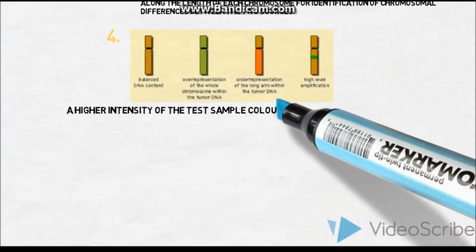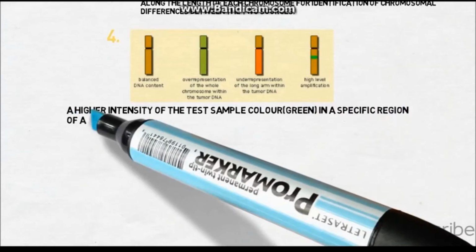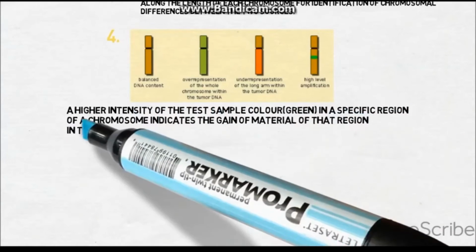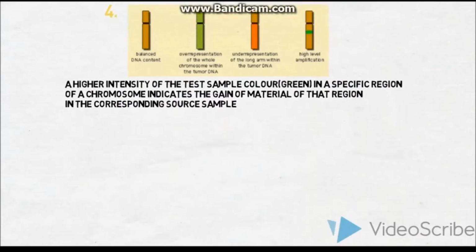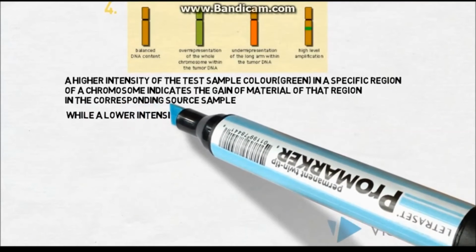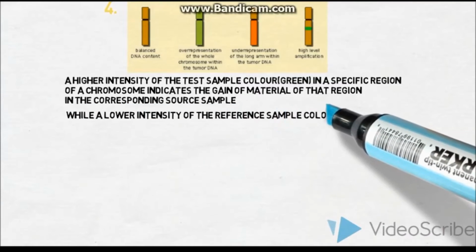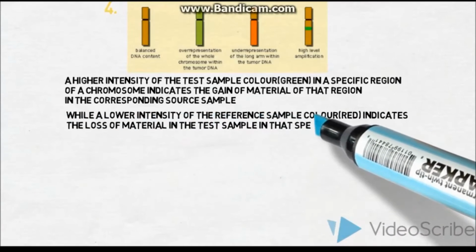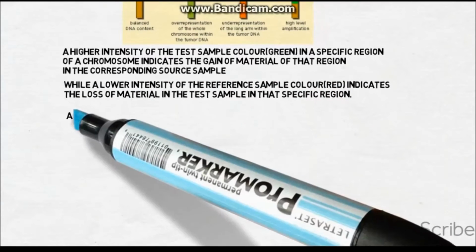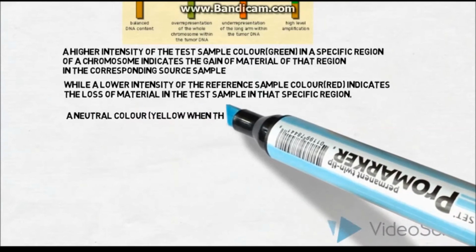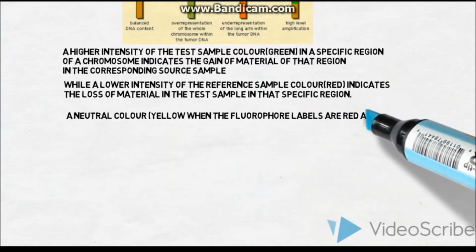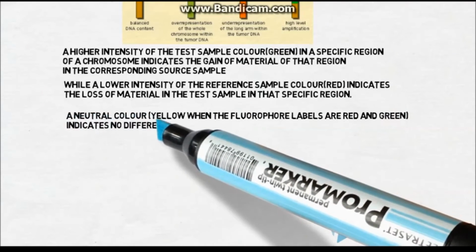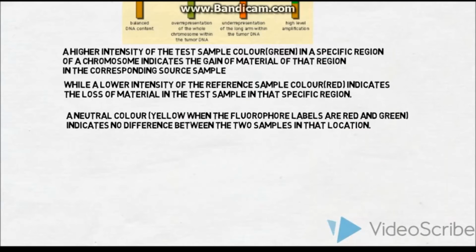A higher intensity of the test sample in a specific region of a chromosome indicates a gain of material, while a lower intensity of the test sample relative to the reference indicates the loss of material in the test sample in that specific region. A neutral color indicates no difference between the two samples in that location.